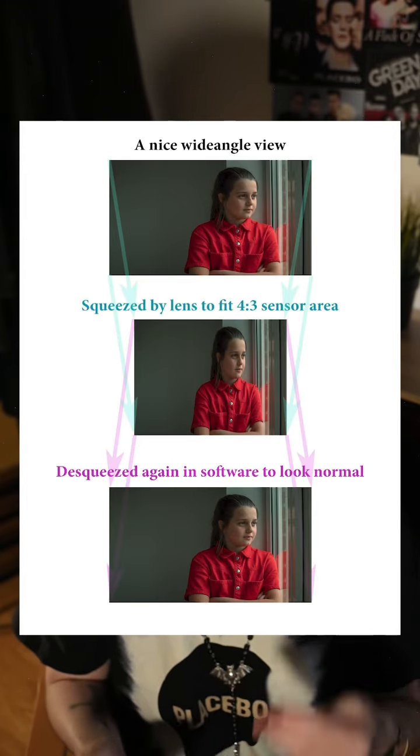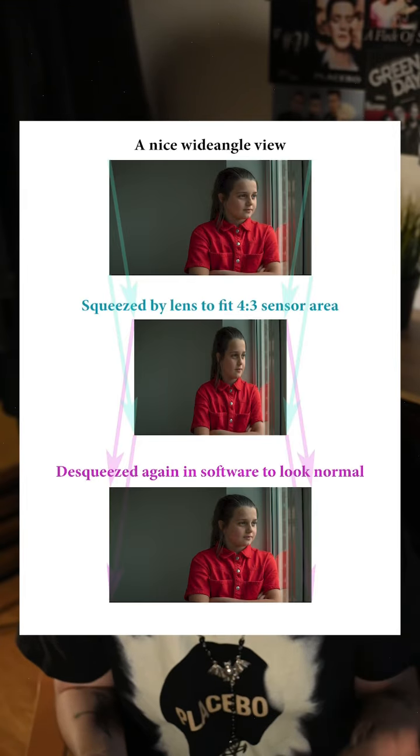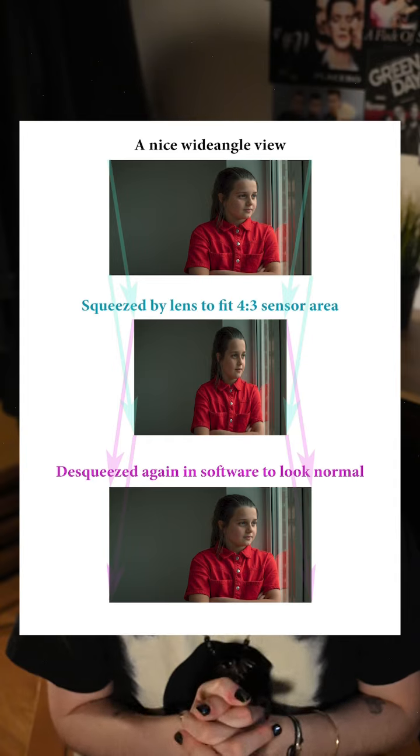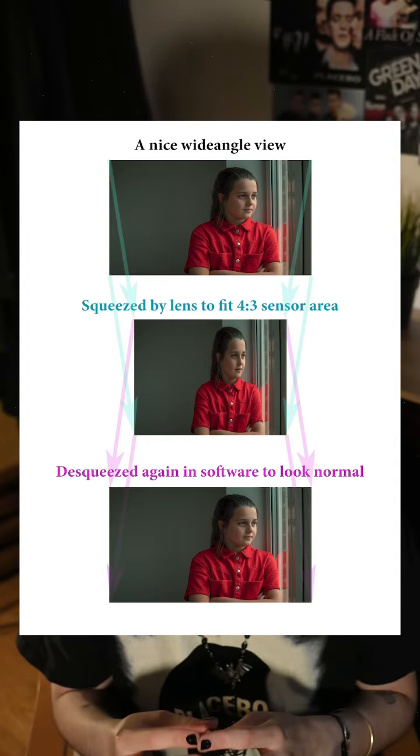Anamorphic lenses work differently. They compress the image that you see onto our sensor. This happens because our sensors are usually 4:3 or 16:9, and these aspect ratios are not comparable to the aspect ratio of anamorphic, which is 2.4 or 2.3 to 1, depending on which variation you choose.